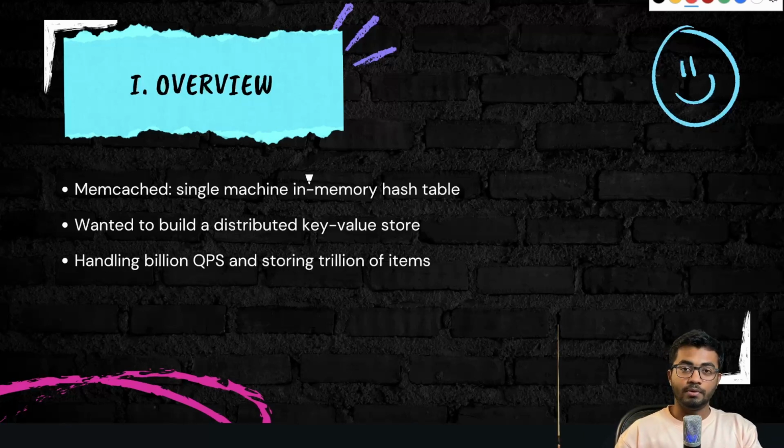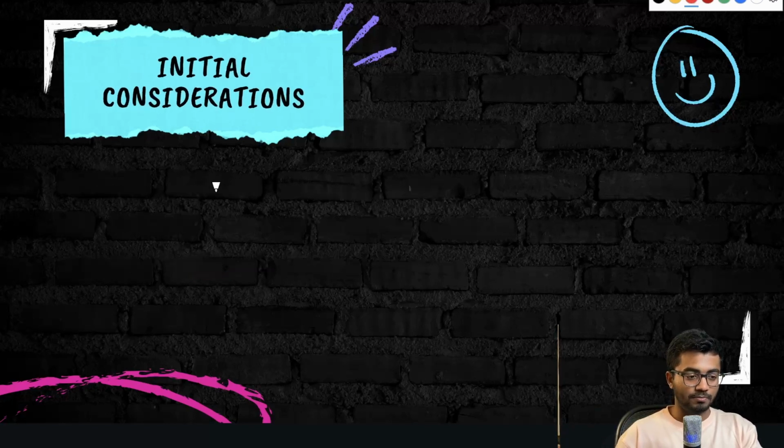Their requirement was, because they were a very hyperscale system, they wanted to make a distributed system that could process up to 1 billion queries per second, QPS, and can store around trillions of items at a single point in time. So this was the basic criteria of what they wanted to build at the end of this paper. Let's talk about some initial considerations.